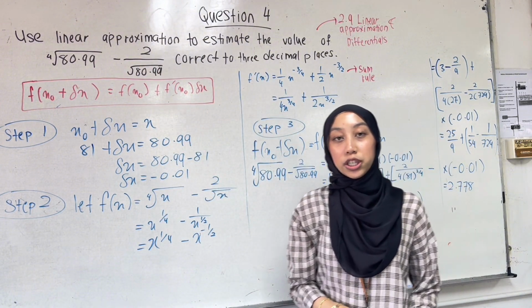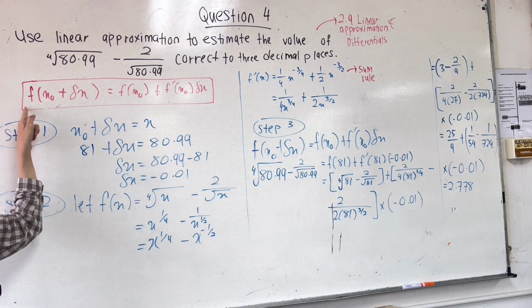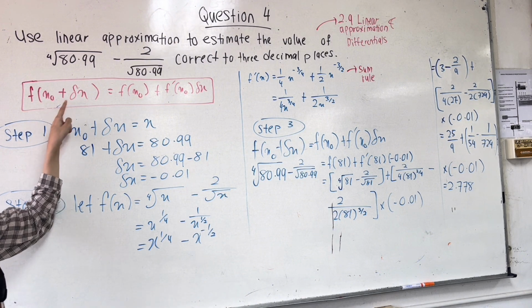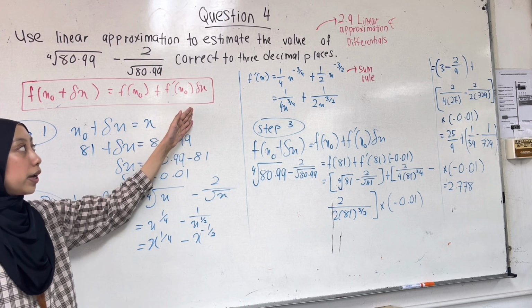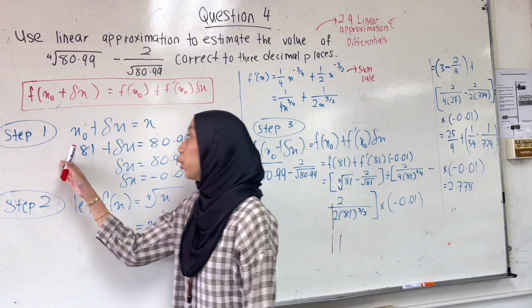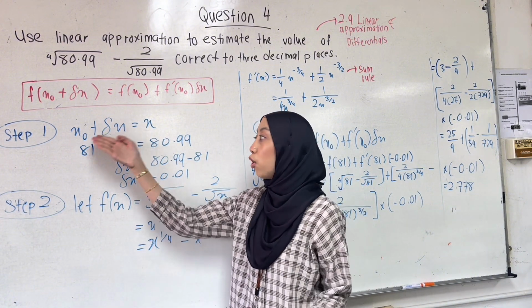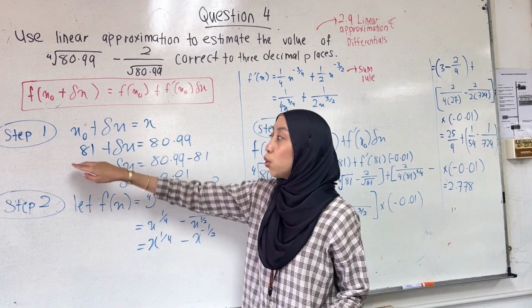For this question, there's only one formula that we need to know, which is this one. f of x0 plus delta x equal to f of the chosen value plus f prime of the chosen value multiplied by delta x. So let's move on to the calculation. For the first step, we need to find delta x by using this formula, x0 or chosen value plus delta x equal to x. So how do we get the chosen value?